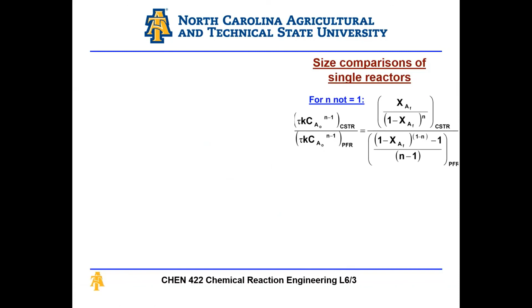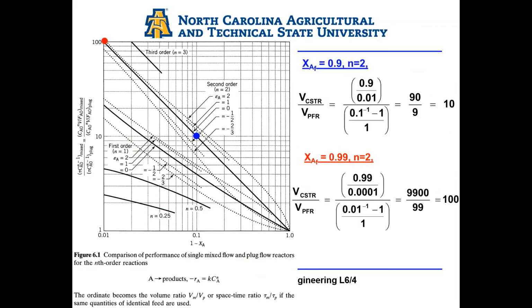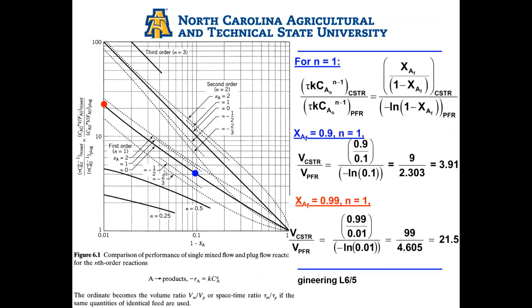And we compared the size of single reactors for a first order reaction, comparing the CSTR to a PFR. You have this chart which shows you this. And if you compare the volumes, in order to achieve a much higher conversion, the ratio of volumes increases exponentially. So if I want to increase my conversion from 0.9 to 0.99, the CSTR needs 100 times the volume of a PFR versus only 10 times. But at all points, the volume of a CSTR is much higher than a PFR.